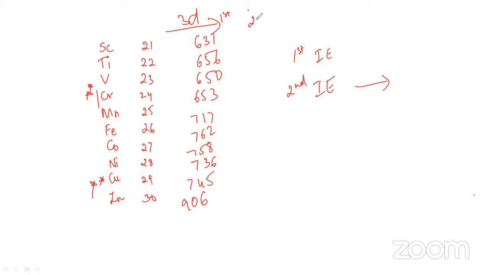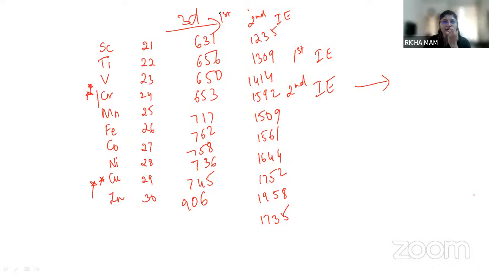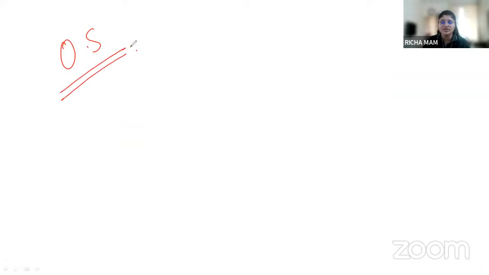So this is the first ionization enthalpy. I'll give you the second ionization enthalpy values: 1235, 1309, then 1414, 1592, 1509, 1561, 1644, 1752, 1958, 1735. So you can see that, as compared to the first ionization enthalpy, the second ionization enthalpy values are more. So this is about ionization enthalpy. Next is oxidation state.